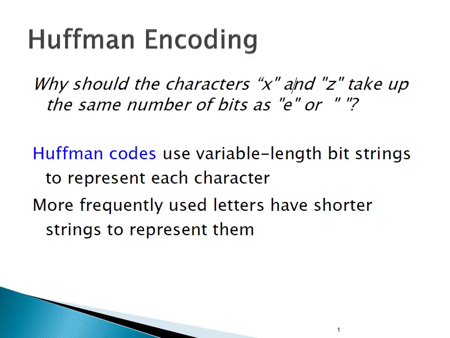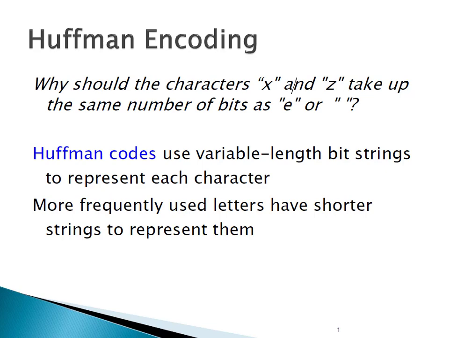The Huffman encoding is built around this rationale: why should the characters X and Z take up the same number of bits as the characters E and space? If you notice, X and Z occur less frequently than E, R, space, I, and some other characters. So the motivation here is: why should characters that occur less frequently in the text have the same number of bits in their representation as characters that occur more frequently?